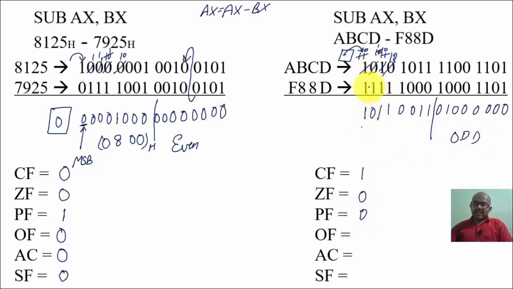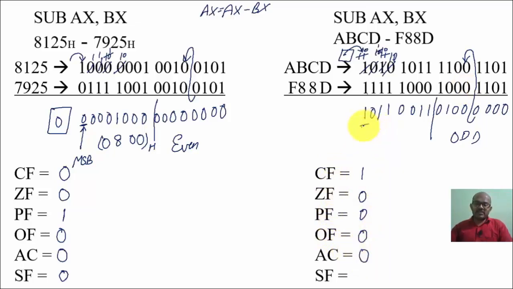1 1 1, nothing but you are getting a negative number added with a negative number, you are getting negative, nothing but there is no overflow. If I'm talking about the auxiliary flag, have you taken any borrow from higher nibble to lower nibble? No, right? Or is there any carry that is getting generated from lower nibble to upper nibble? No, right?